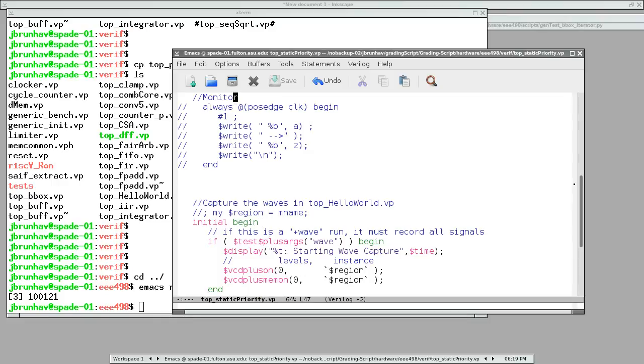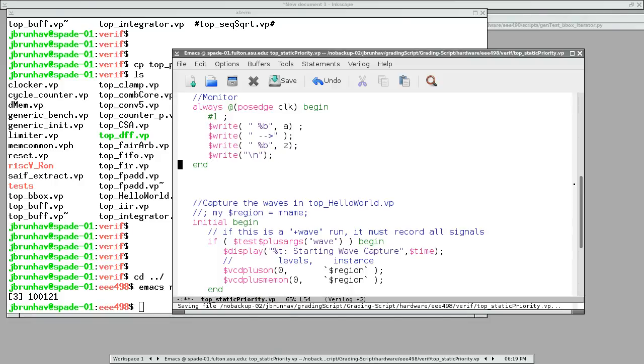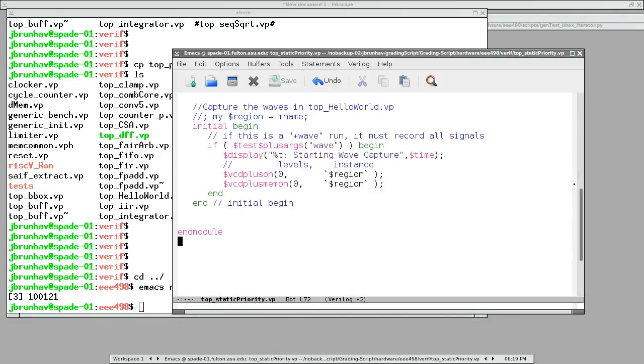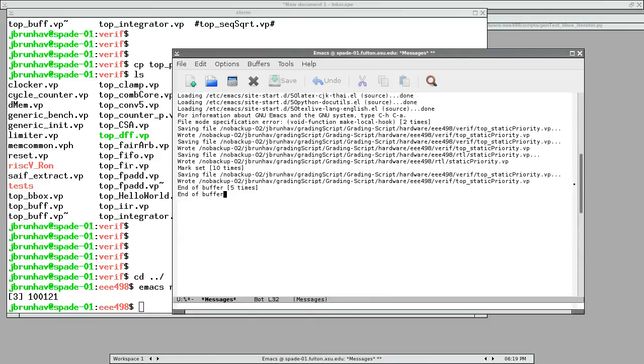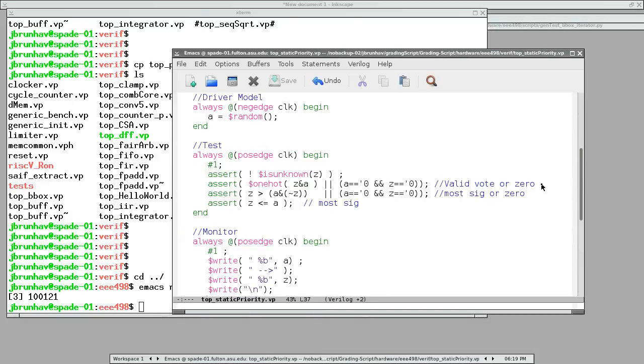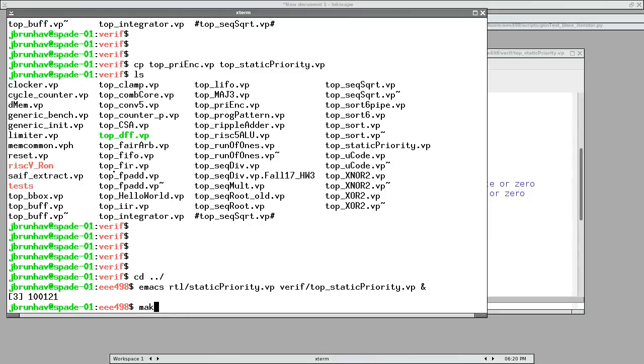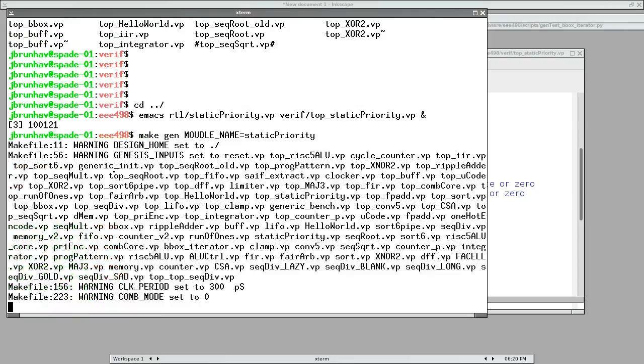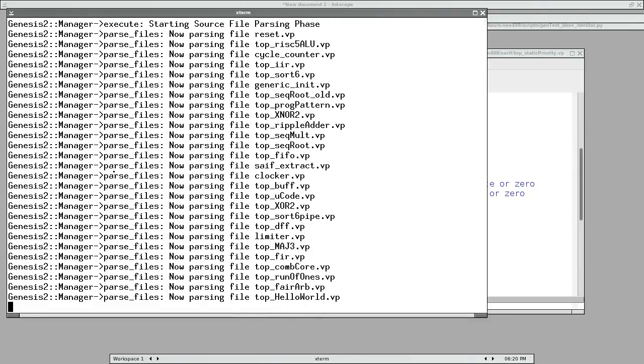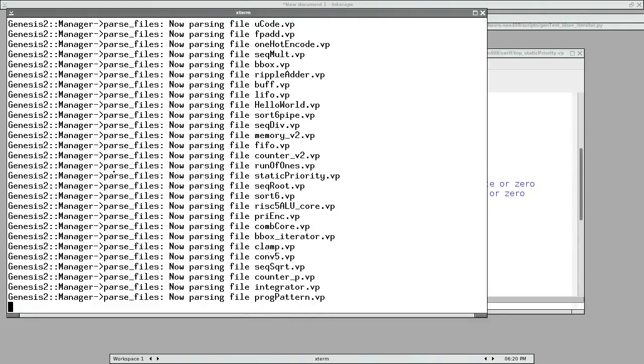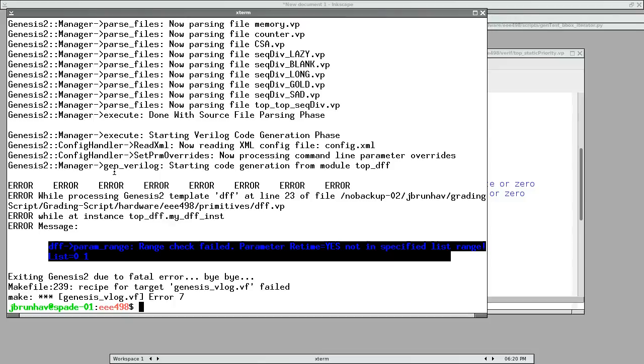And then maybe we'll comment out our monitor so we can see what it's doing. And then we don't need that. Okay. So make gen module name equals, we said static priority. So now I'm running the Perl preprocessor on the code. It sort of blindly runs on a lot of the stuff.